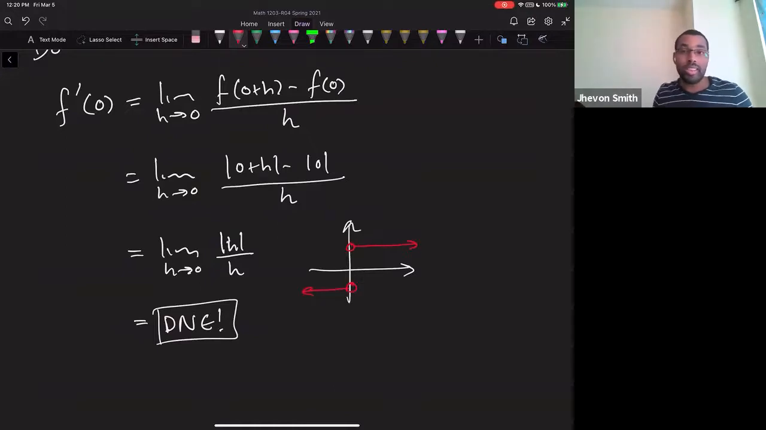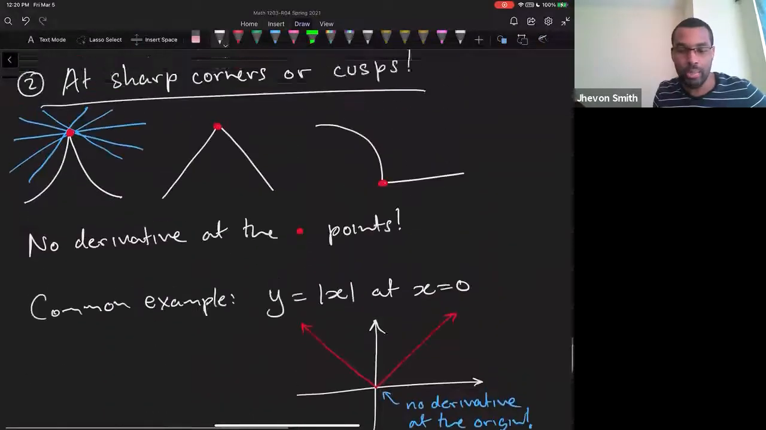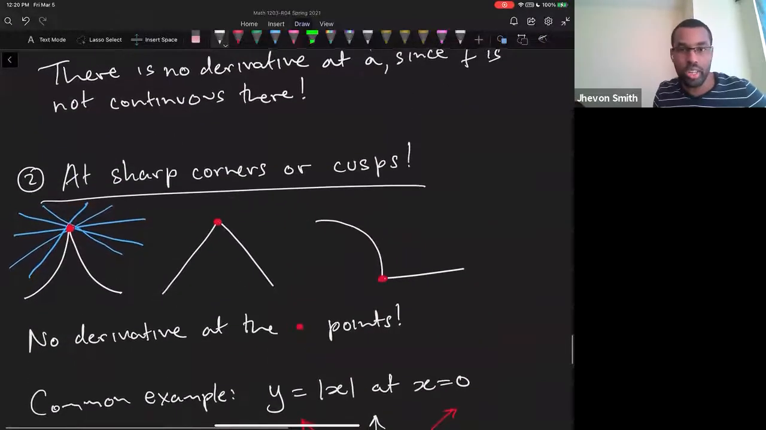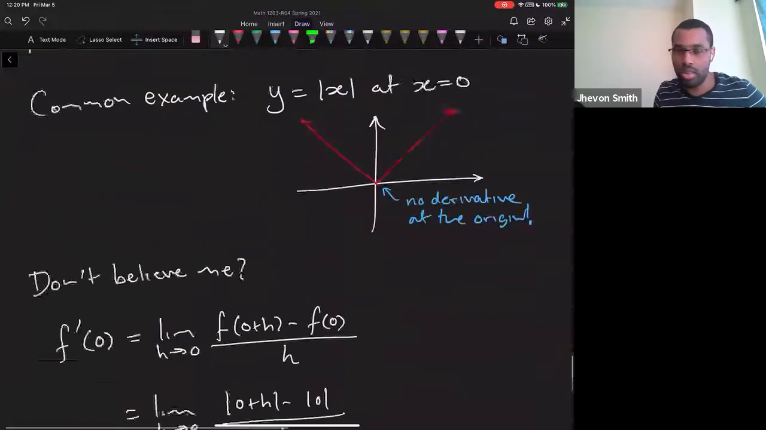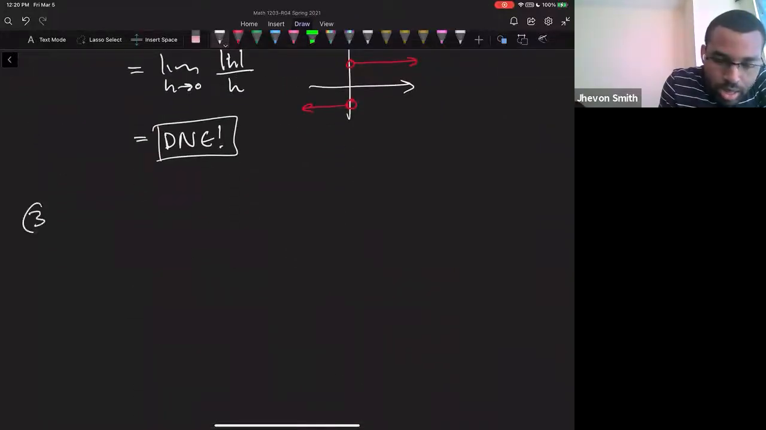But in this case, that limit happens to be the limit for the derivative of the absolute value function at the origin. Turns out it does not exist. There is no derivative there, right? So that's a formulaic example. But if you can look at the picture and determine, hey, there's a sharp corner, there's no derivative there either. And there's one which is a kind of weird one. The tangent line would be vertical.